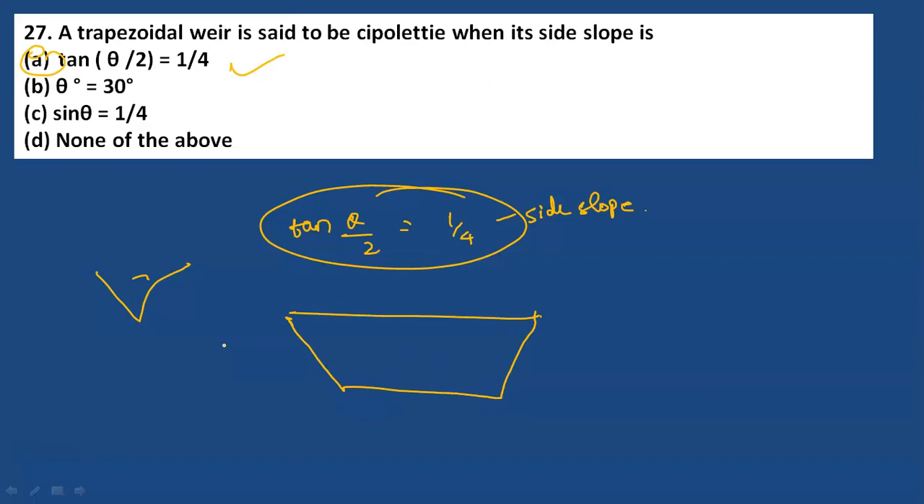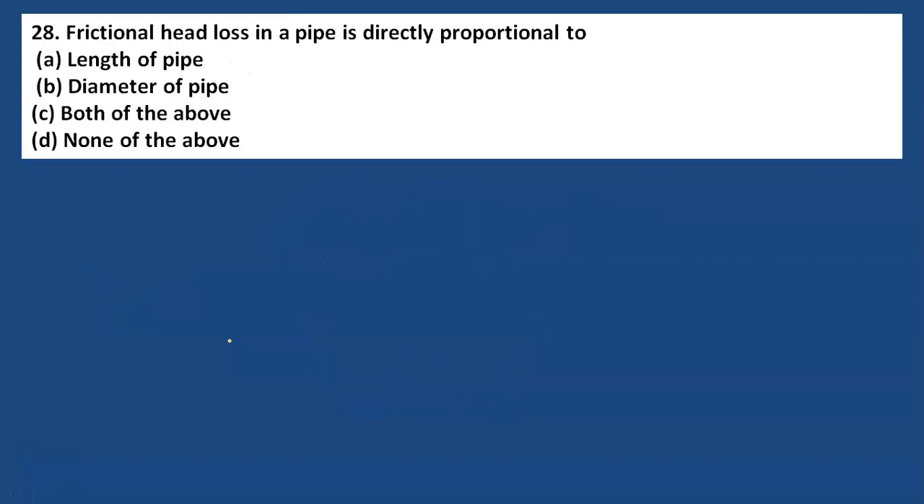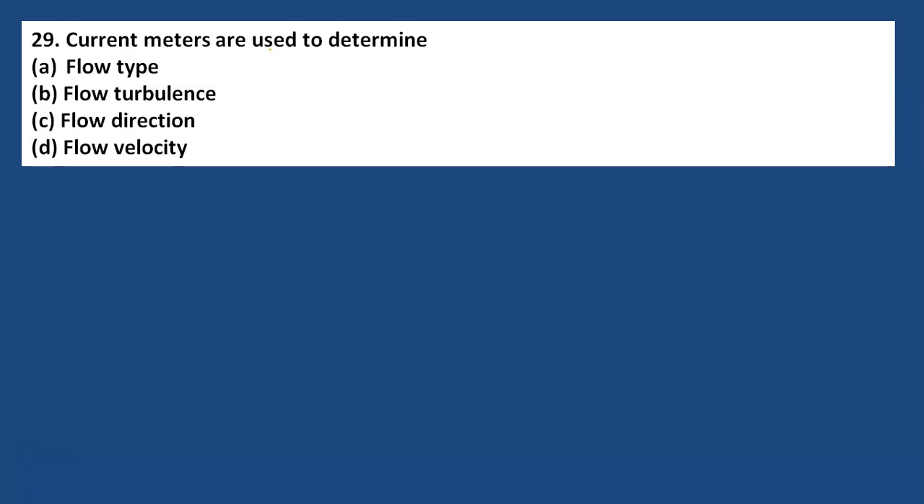Next question. A frictional head loss in a pipe is directly proportional to the length of the pipe. Okay, length of the pipe. So option A is the correct answer. Next question. Current meters are used to determine the flow velocity. Okay, current meter, flow velocity. Option D is the correct answer.